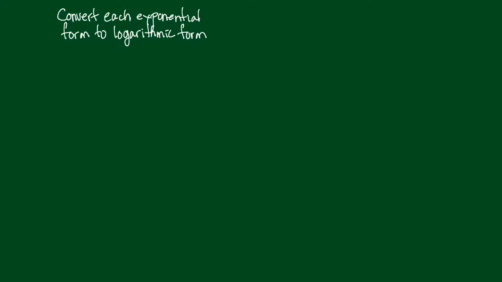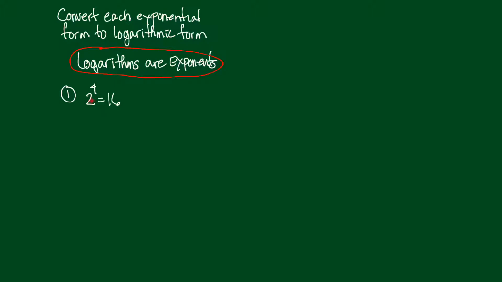We have a collection of problems coming up here in which we're given an exponential form and we want to convert it to a logarithmic form. And I think we can do all of these if we just keep this in mind, right? That logarithms are exponents. So in this first one, we've got 2 to the 4th is 16. Now logarithms are exponents. What's the exponent here?